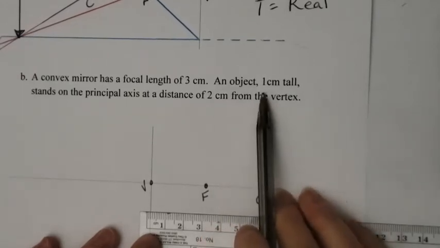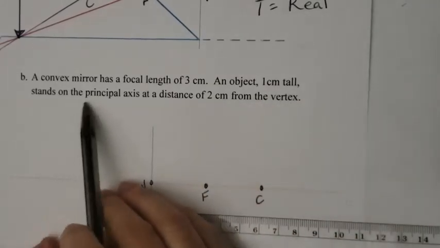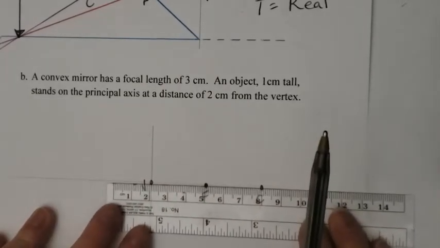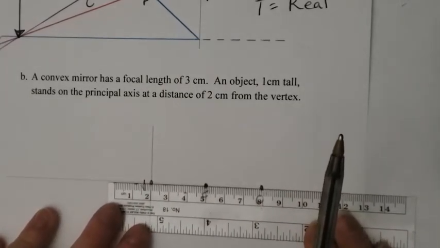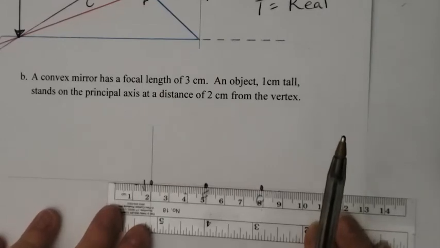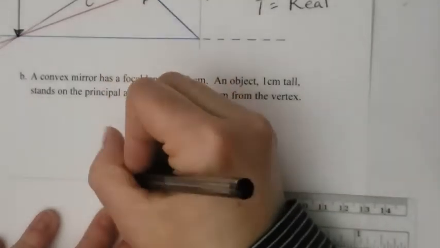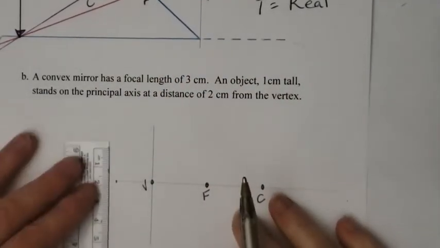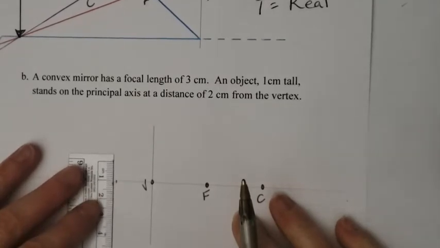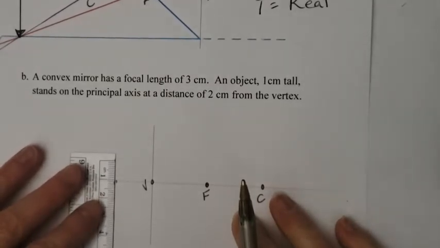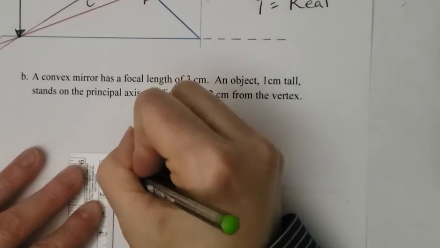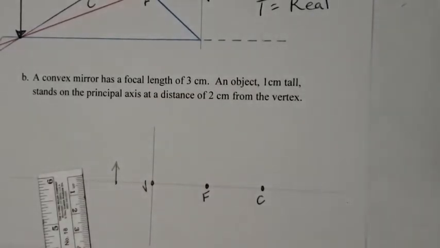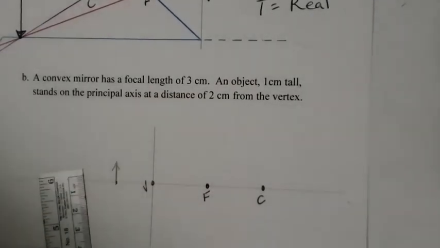It says an object 1 centimeter tall stands on the principal axis a distance of 2 centimeters from the vertex. And remember what I said. We're always going to draw our object, just to be consistent, on the left side. So 2 centimeters is right there. So what I'm going to do is draw it. So it's 1 centimeter tall. So I'm going to draw a line exactly 1 centimeter and just draw little arrowheads down from it so it's exact. Okay, we need to follow the exact same steps.